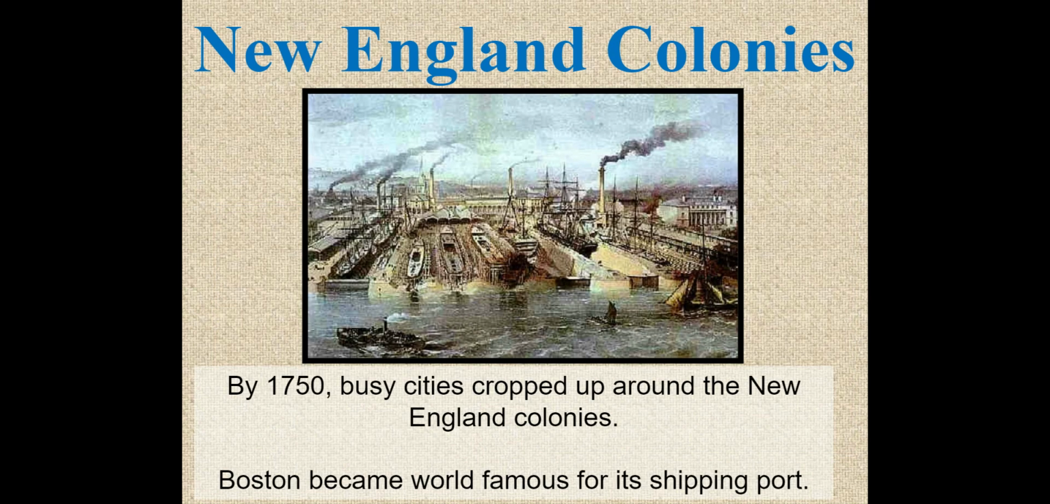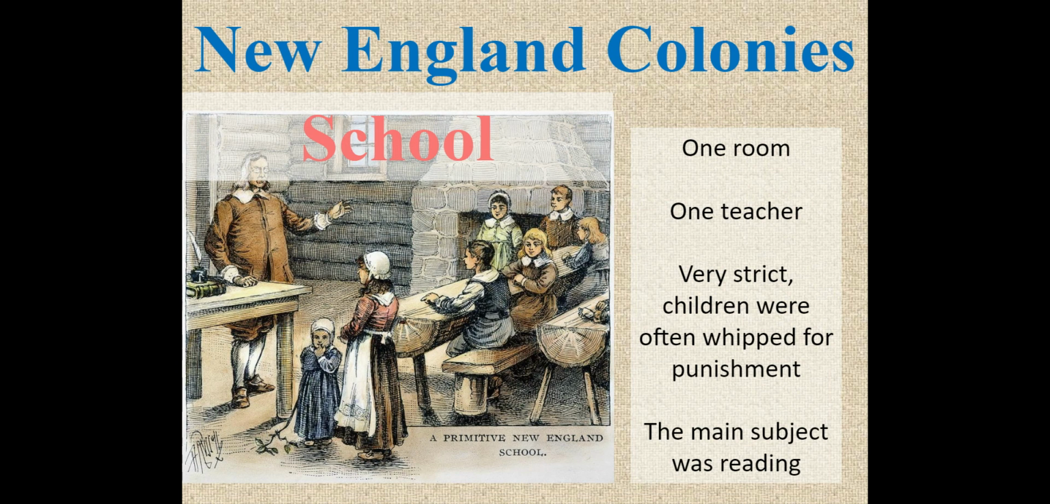All right. By 1750, busy cities cropped up around the New England colonies, and Boston became world famous for its shipping ports. Like you can see in the picture, what their shipping ports could have looked like. There you go.